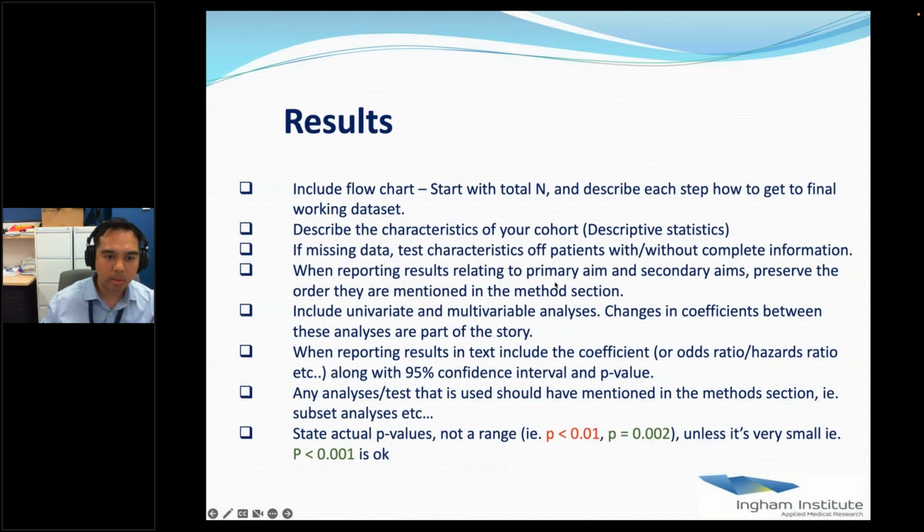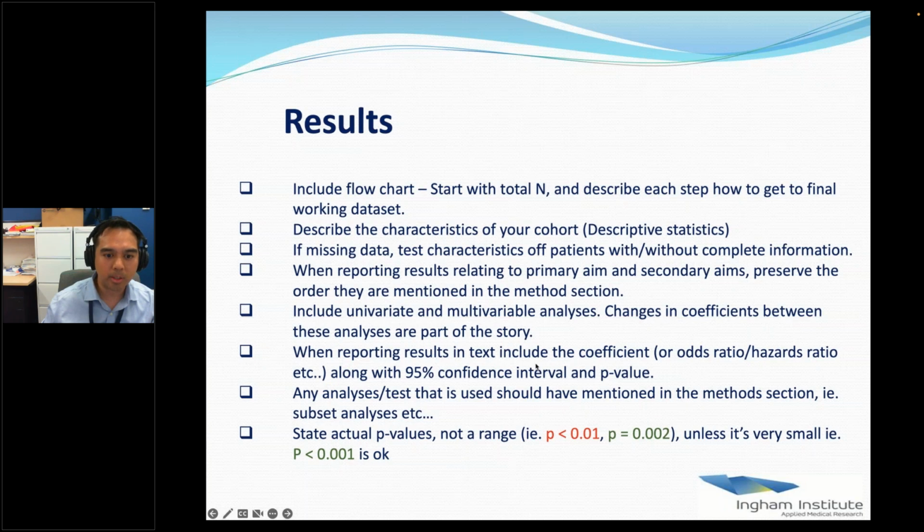When reporting results relating to primary and secondary aims, I like to preserve the order that you mentioned them in your aims, objectives, and method section, so keep that the same. This is my personal bias: I like to include both univariate and multivariable analysis because changes in coefficients actually tell you part of the story. If something was significant in a univariate analysis and it disappears in multivariable, there's some sort of confounding occurring, and that actually forms part of your story.